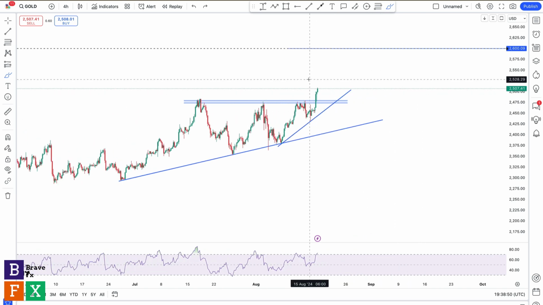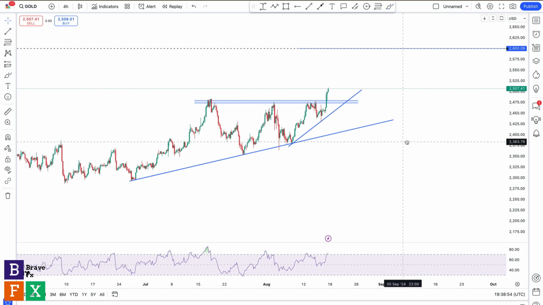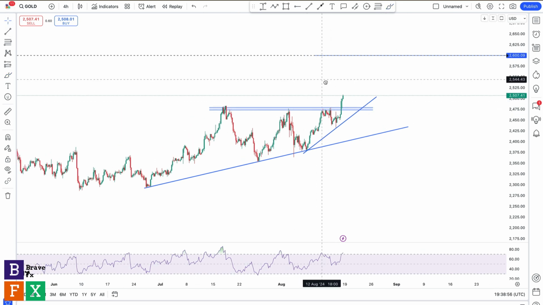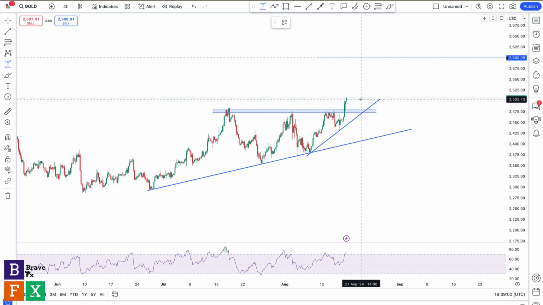So on the 4 hours chart, you can see we clearly closed above the area of resistance, and my take profit is around $2,600 per ounce of gold. So that will give rise to another 9,300 pips, so approximately 930 pips of price movement. So this is my price target.